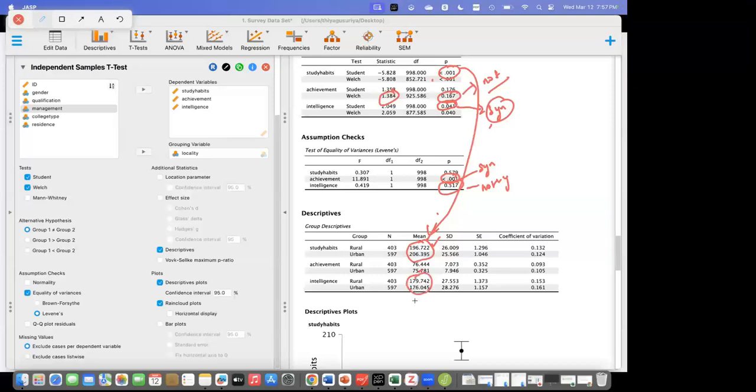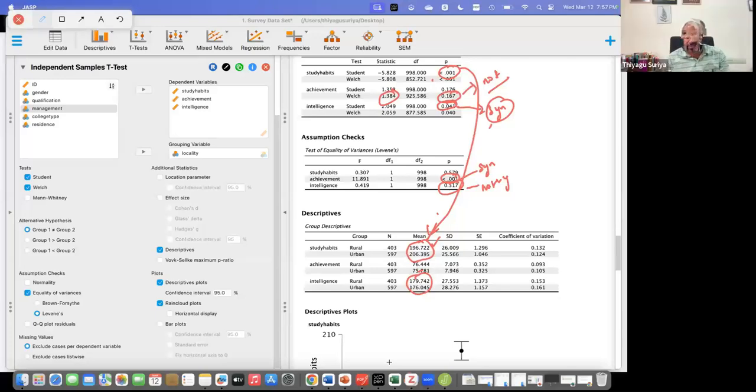Rural students are better than the urban students in their intelligence score. Urban students in their intelligence. Hope you're getting this. So these are the options available. And one more thing I need to add.